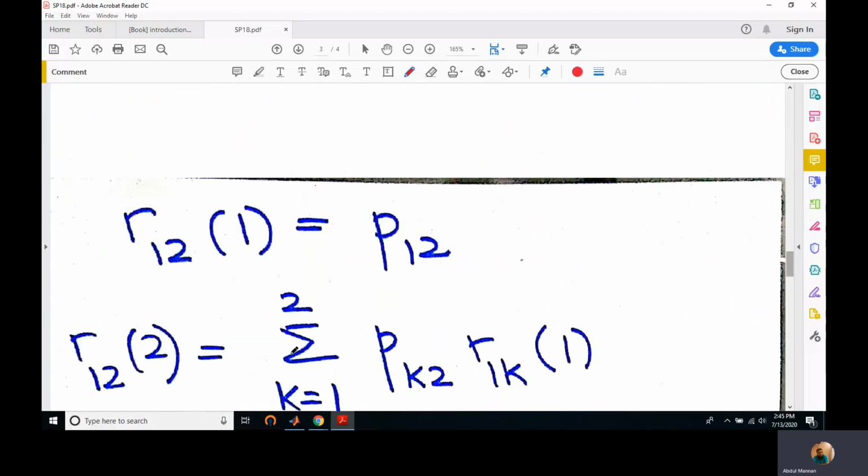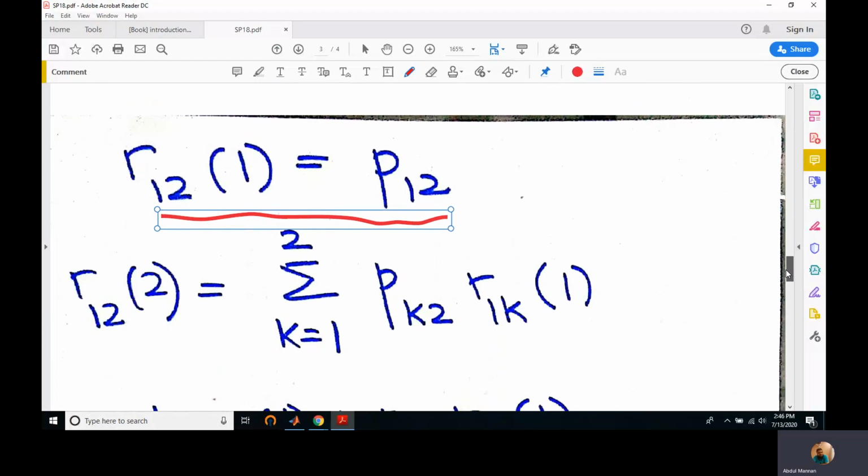R12 of 1 is the same. Then for R12 of 2, once again we implement the same formula, and to compute R12 of 2, we need R1k of 1, one previous R. So this is the basics of recursion. To find the value at 2, we need its value at 1.